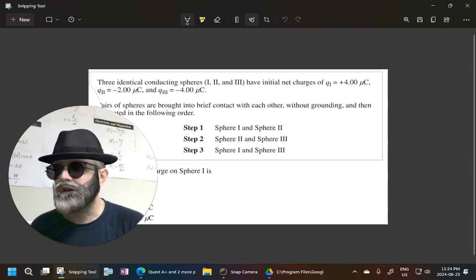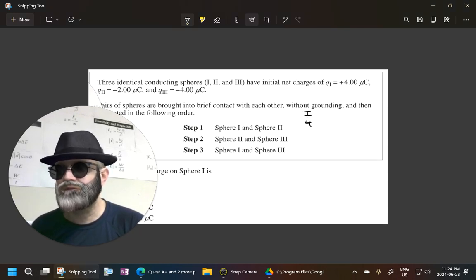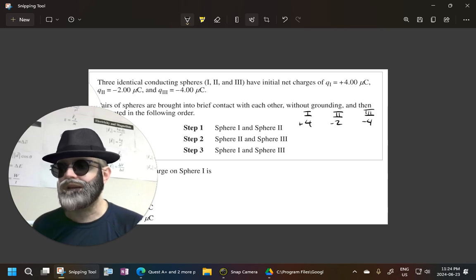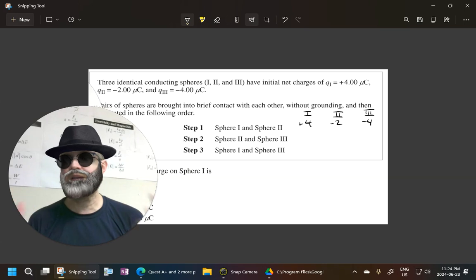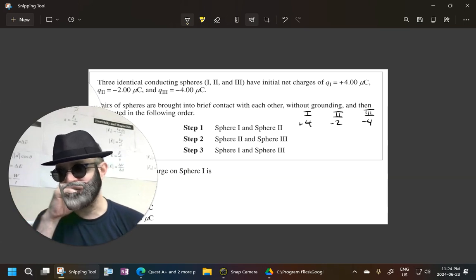So we have charge 1, which is positive 4. Charge 2, which is negative 2. I'm not worried about the micro part of this. And charge 3 is negative 4. Okay, so if they're identical and you touch them and separate them, they just redistribute the charge between them. All right.